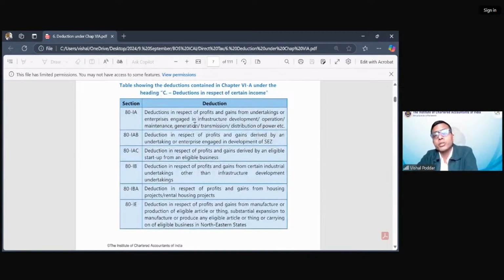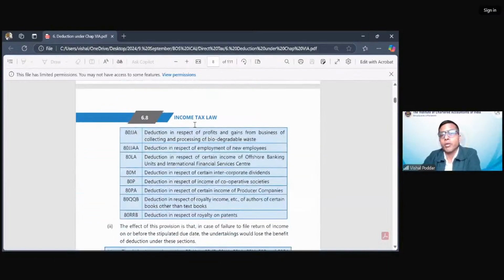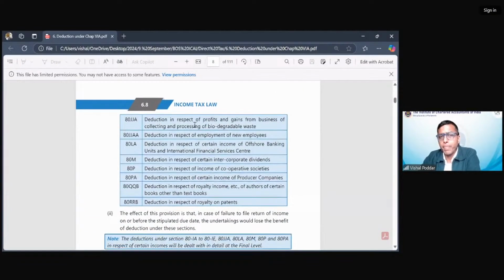Now here they have given you the list of those sections. As I said, IA, IB, IAB, IC. There are multiple sections which are giving deductions under heading C. Fortunately, they are not part of your syllabus. Out of all this entire list, you can see that we have only 80JJA, 80QQB, 80RRB. So out of this entire list of heading C, we have only 3 sections which are applicable to our syllabus. Remaining all sections are not part of your inter-syllabus. Fine.